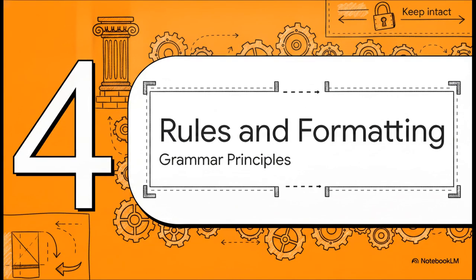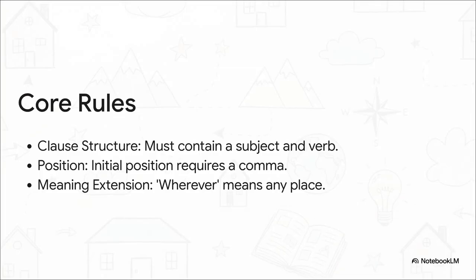Which brings us to section 4, crucial rules and formatting. Okay, so we've got the building blocks and the catalysts. Now let's talk about the structural guardrails. Here are your 3 absolute rules. Rule 1 is the bedrock, clause structure. An adverbial clause must contain a subject and a verb. And because it's dependent, it absolutely cannot stand alone as a complete sentence. The crucial point is mastering that subject-verb dependency. Rule 2 governs our punctuation, specifically based on where the clause actually sits in the sentence. And Rule 3 reminds us that our choice of conjunction dictates the limits of our meaning.